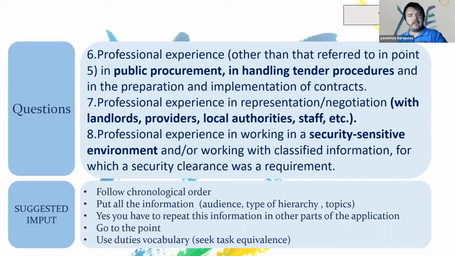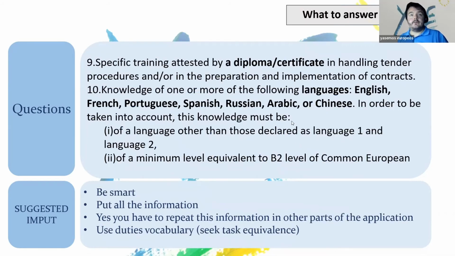So, what about the last 2 questions? We got the 9th and the 10th. So let's go through it. The 9th is quite easy. Specific training attested by a diploma or certificate. If you got the diploma, you got the certificate, just state that. Which diploma, what certificate, either you have it or not. Don't worry if you don't have them. You may get points, but probably questions 9 and 10 are not the most valuable ones. You will get more points from the others.